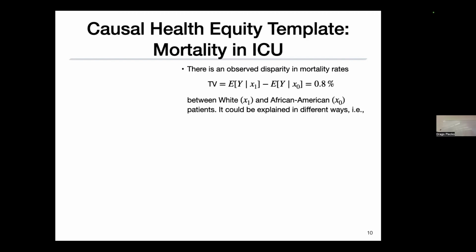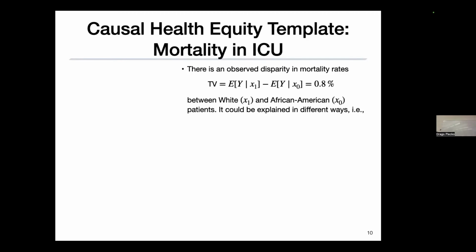A lot of investigations of health equity begin in a similar fashion. First, there's an observed disparity between groups. In this instance, we're interested in mortality rates after ICU admission, and we want to look at the difference between white and African-American populations. What we observe in this data is that the death rate is 0.8% higher for the white population than it is for the African-American population.